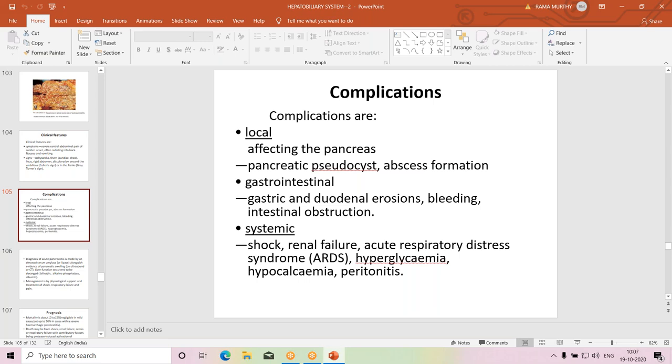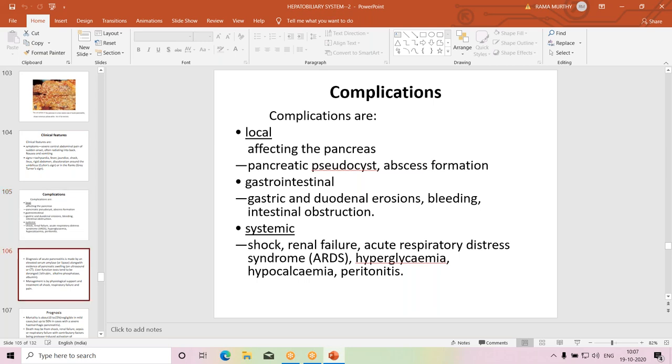And there are systemic complications. Systemic inflammatory syndrome appears, and this will result in shock, hypotension, renal failure, acute respiratory distress syndrome (ARDS), hyperglycemia because of destruction of the endocrine pancreas, hypocalcemia, and peritonitis. Inflammation of the peritoneum is called peritonitis, and fluid may be found in the peritoneal cavity. So these are local and systemic complications. Some of the systemic complications could be fatal.